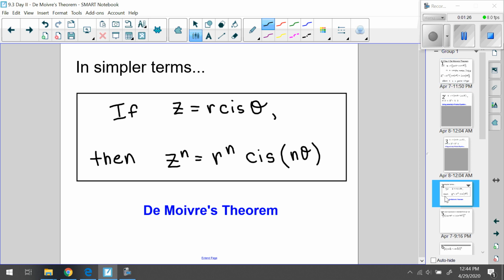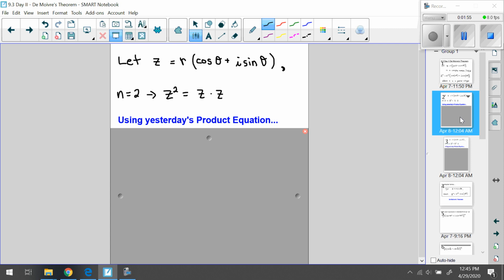In simpler terms, if we use our cis notation, all we're saying is that if z equals r cis theta, if that's a complex number, then z to the n power, if we raise that complex number to any power n, is equal to r to the n power times cis n times theta. Let me briefly talk you through why this formula works. It's actually really one of the easier formulas to see why it works. We can prove it quite easily with the product equation that we learned in the previous lesson.